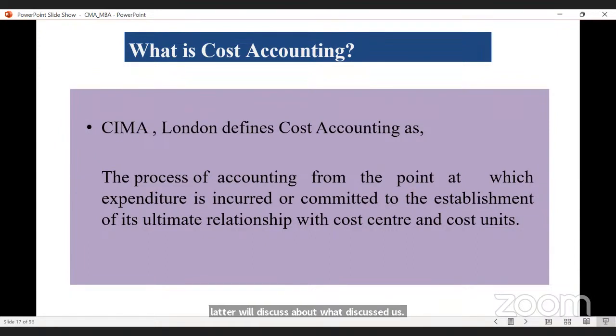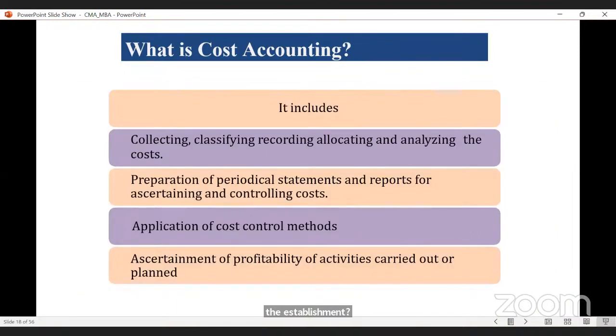What you should try to understand is that whenever we are talking about cost accounting, it also consists of a certain process, from the point at which expenditure is incurred or committed to the establishment of its ultimate relationship. Let's say in a production department, you are incurring some amount of expenditure. What is the ultimate relationship with the establishment? Within the establishment, some cost centers or cost units are there. That is known as cost accounting according to CIMA.